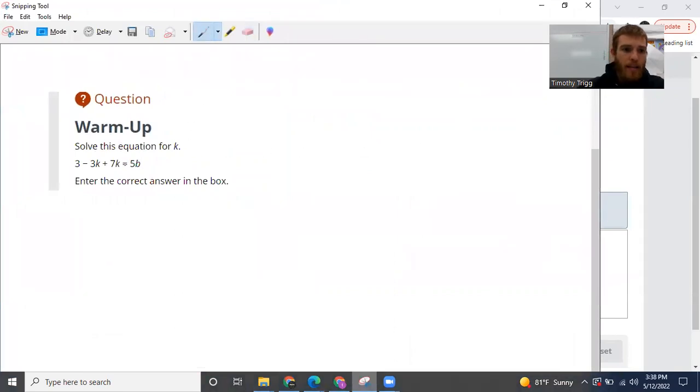Whatever we're trying to solve for, in this case, we're trying to solve for k. One thing to keep in mind is that we can combine these k's on this side. So negative 3k plus 7k, they are already together on the same side of the equation, so we can add those together. That makes 4k. We also have a plus 3 here on this side, while on the other side we have 5b.